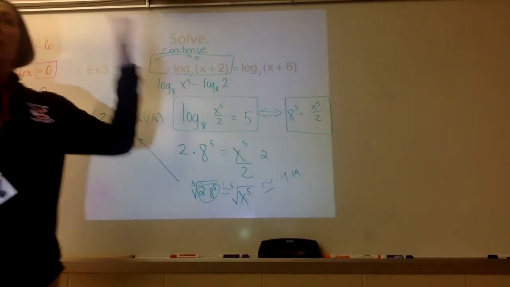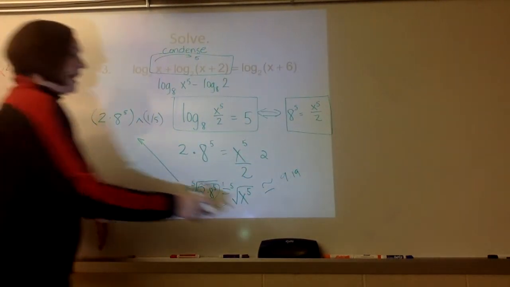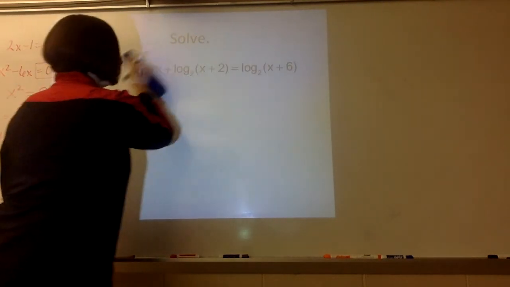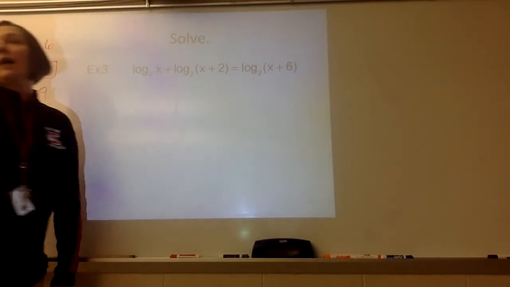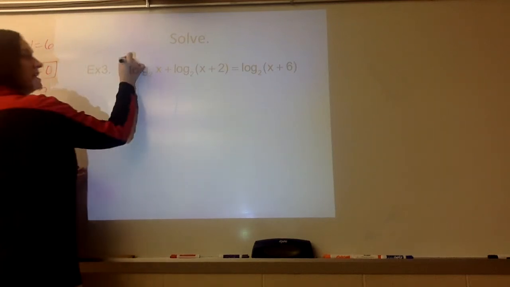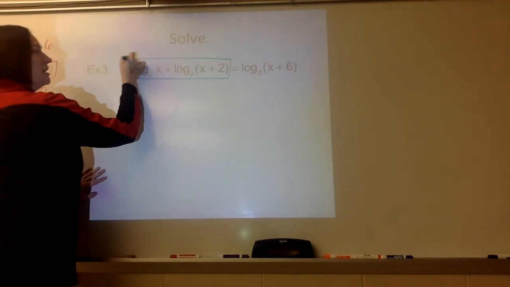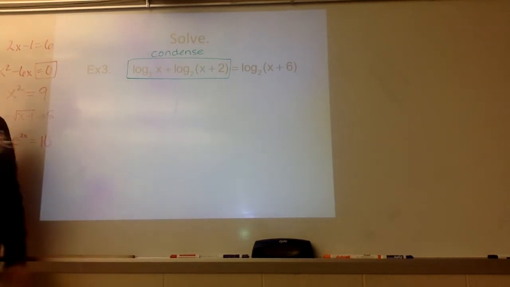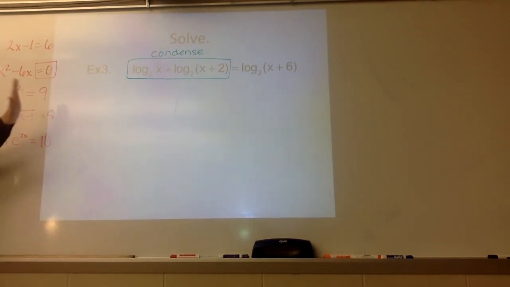Don't panic. Breathe. It's going to be okay. How many logs? Take a look. 3. Okay? The strategy when you have logs on both sides is that you have to first take the left side, just like we did in the last example, and we need to condense. Notice I didn't bring any logs to the left. I kept everything on the right, and I'm going to condense the left.